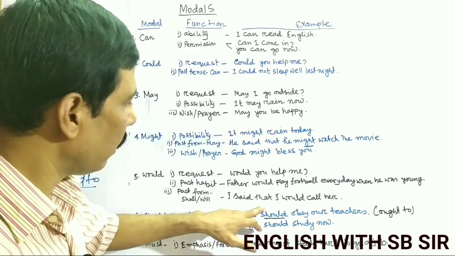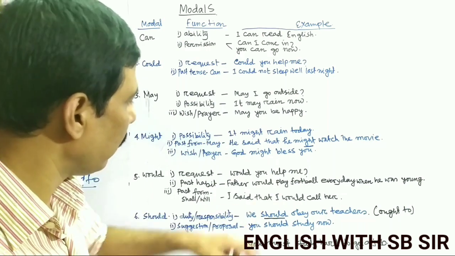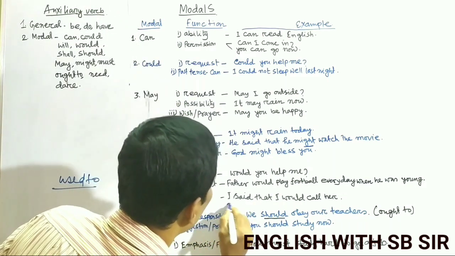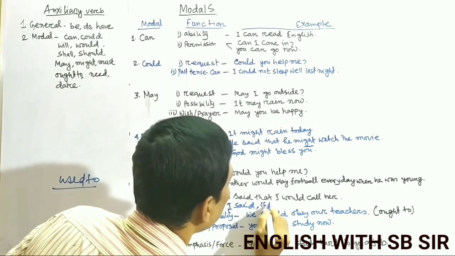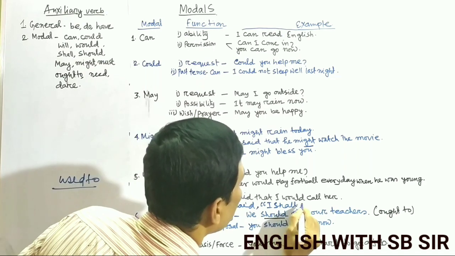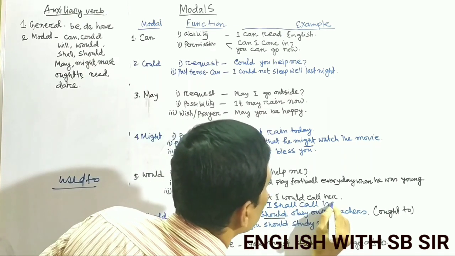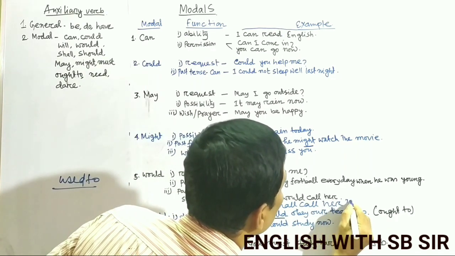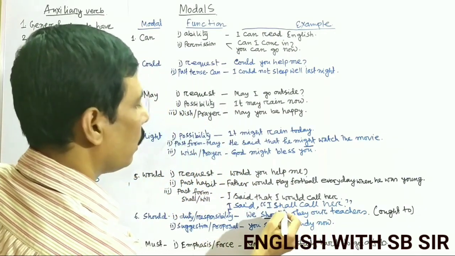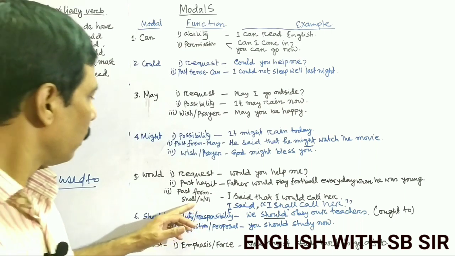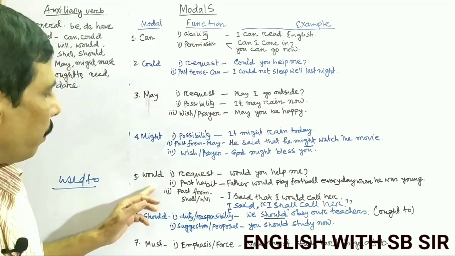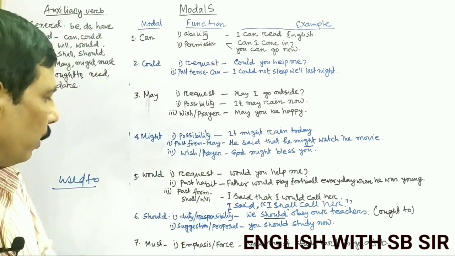So I said that. If I turn it into indirect speech, I said that. If I write here, I said, inverted commas, I shall call her. This is the direct form. So this shall turns into would. So would is the past form of shall or will, both shall and will.